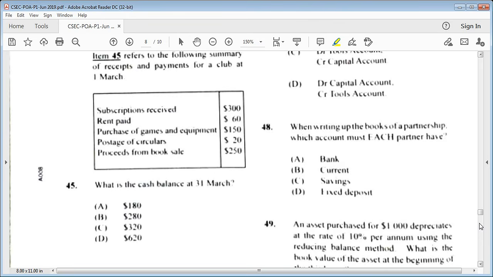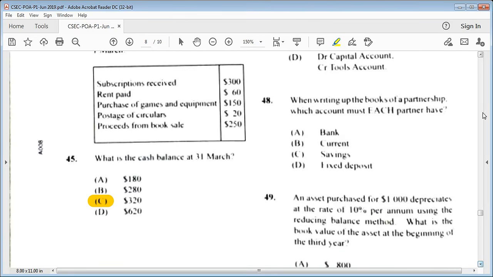So on the receipt side, 300 plus 250, we got $550. All right, so on our payment side, 60 plus 150 plus 20, that is 230, and 230 from 550, we're left with 320. So that would be our cash balance. So our answer would be C. Let's move on to 46.